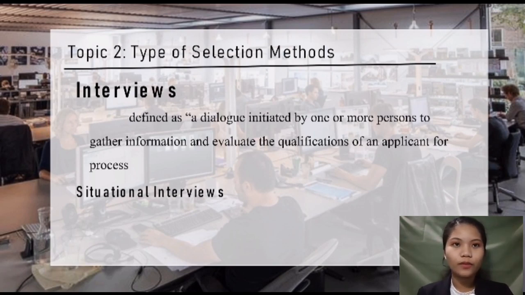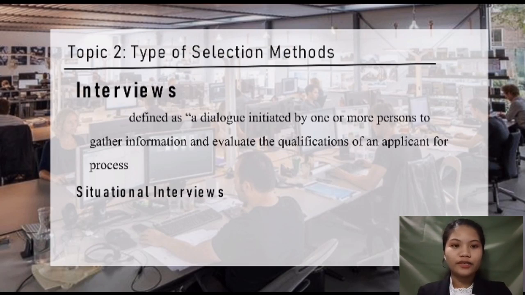First is interviews. Interviews are defined as dialogue initiated by one or more persons to gather information and evaluate the qualification of an applicant for the process. Interview also is an opportunity for an unconscious bias effect. For example, you are a joker and the interviewer likes that about you. And without knowing it, he approves you in that position without even knowing that you have the skill and ability in that kind of position.